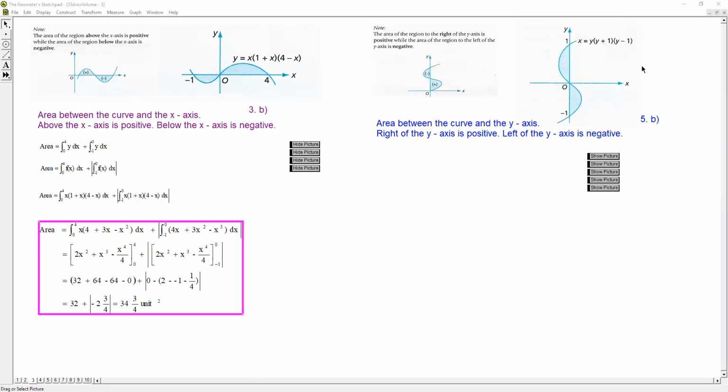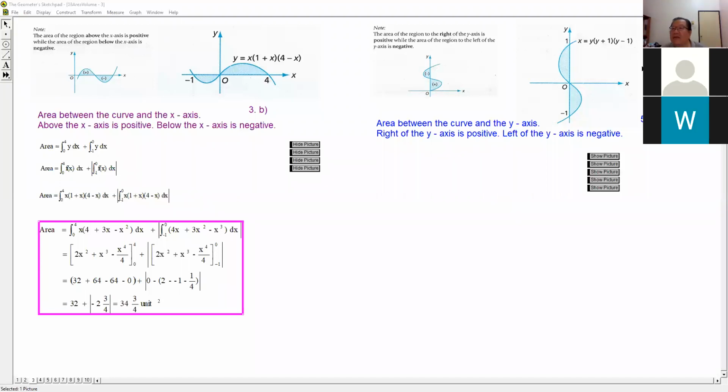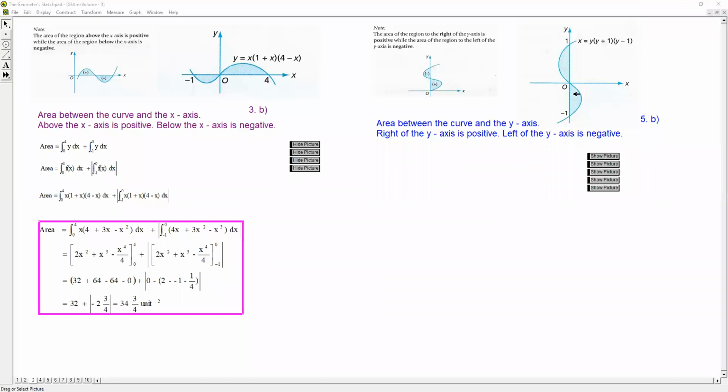Anyone? No. Now, if you find the area between the curve and the y-axis, you only look at the y-axis, don't look at the x-axis. So this part here is on the right-hand side. Right-hand side is positive. Now this one, although it's above the x-axis, you don't look at the x-axis. You only look at the y-axis. So the y-axis, it is on the left-hand side. So this one is negative. Okay or not? So we proceed.